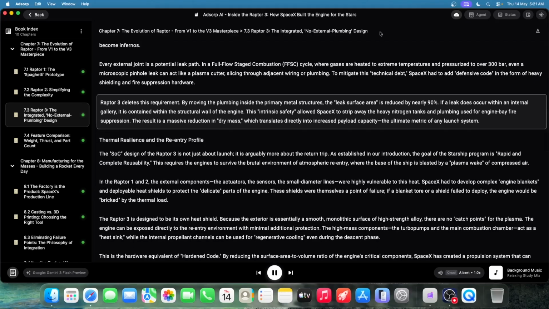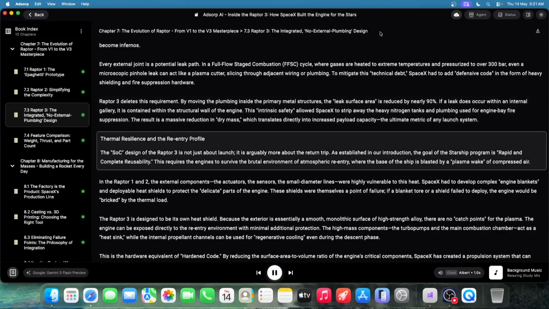By moving the plumbing inside the primary metal structures, the leak's surface area is reduced by nearly 90%. If a leak does occur within an internal gallery, it is contained within the structural wall of the engine. This intrinsic safety allowed SpaceX to strip away the heavy nitrogen tanks and plumbing used for engine bay fire suppression. The result is a massive reduction in dry mass, which translates directly into increased payload capacity, the ultimate metric of any launch system. And thermal resilience and the re-entry profile.